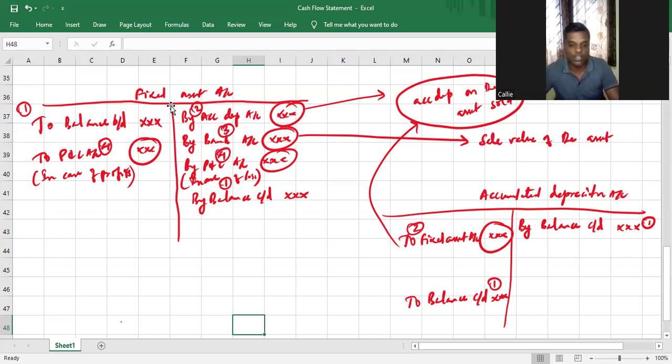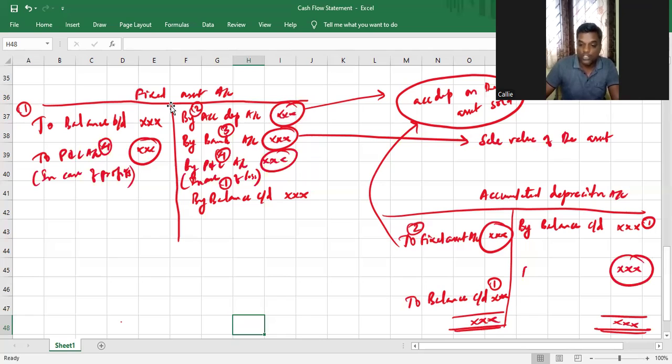Now that we have filled in all the information, what we have to do next is balance the ledgers and find the information required for us to do the cash flow statement question. So in order to balance this ledger, you will mostly find the balancing figure on the credit side, which will be the depreciation charged during the year, by depreciation account.